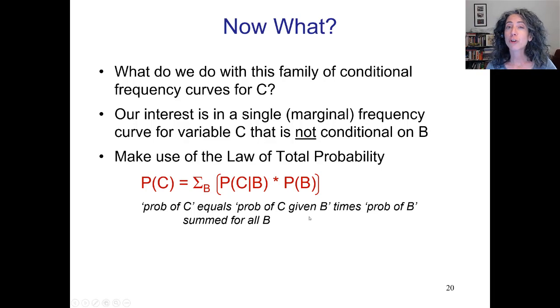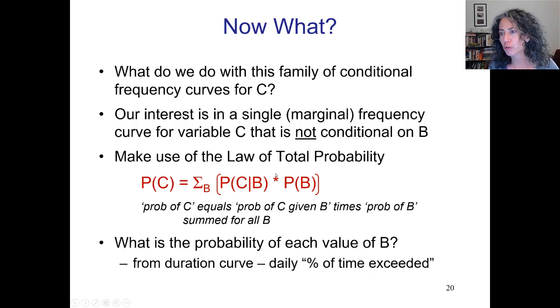Okay, again, you saw this in the multivariate lecture. For me, this is something that you need to hit more than once, so I'm going to talk about the law of total probability again. Here we have the probability of C, which is equal to the sum across all defined values of B of the probability of C given B times the probability of B. So now we already have conditional probabilities of C given B, and the probabilities of B were just values from our chopped up duration curve.